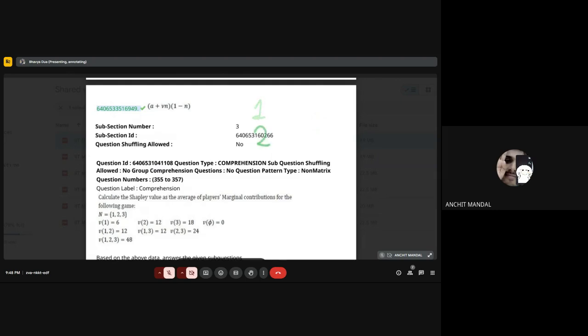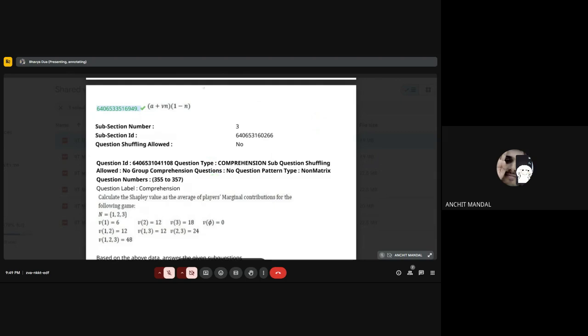the contribution for 1, 2, and 3 in that particular order. Another way to do it, which is much easier, is to remember the formula.